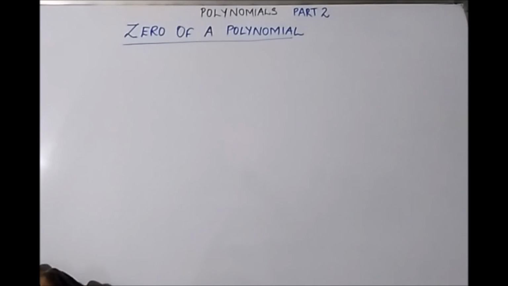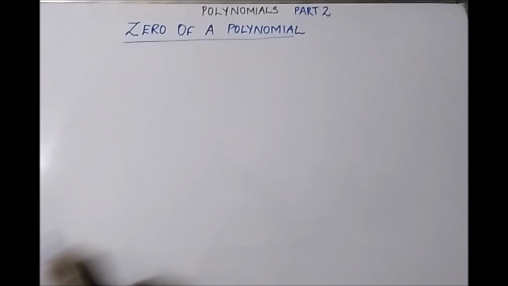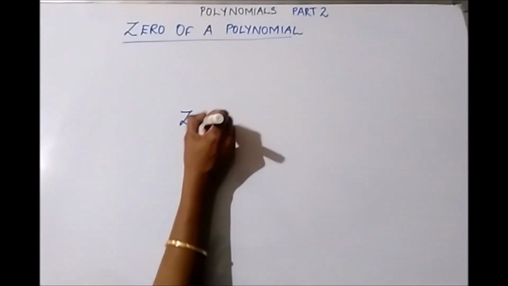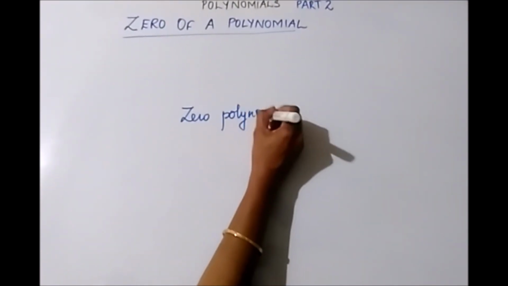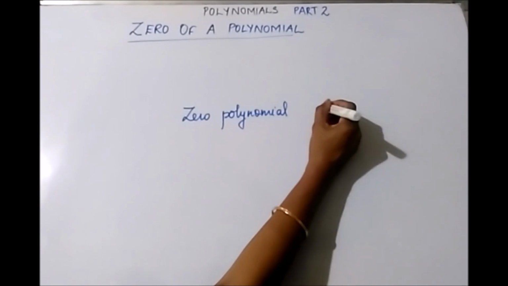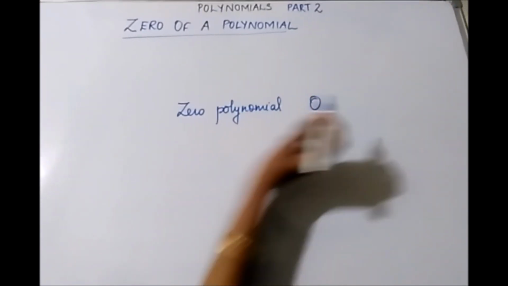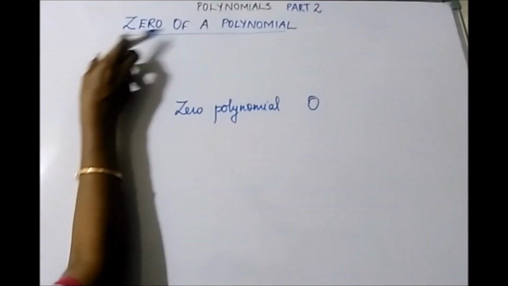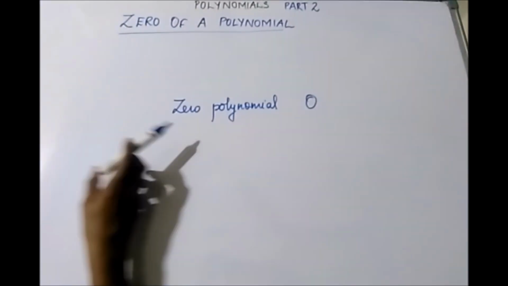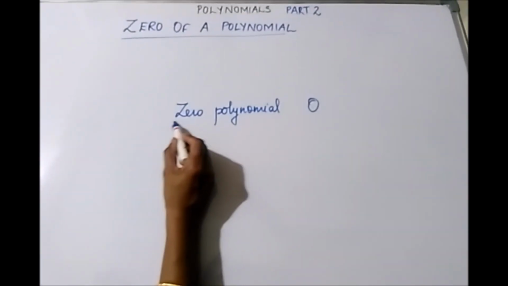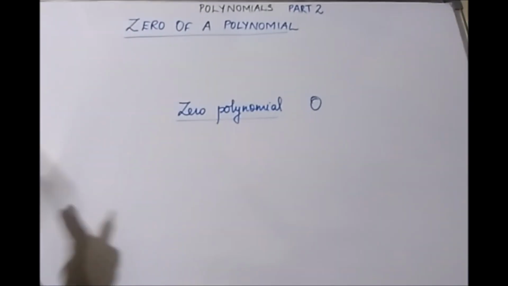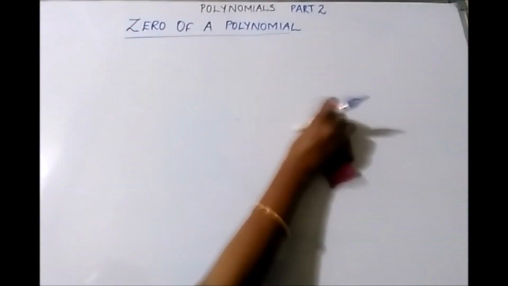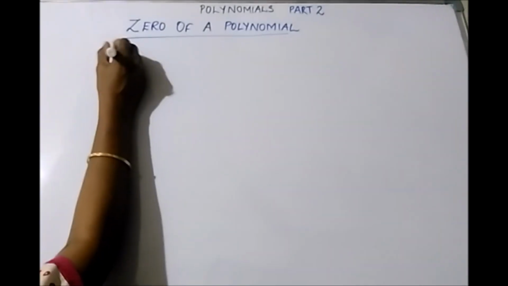Now let us understand what is 0 of a polynomial. Earlier we had learned 0 polynomial. What is 0 polynomial? The constant 0 is known as 0 polynomial. Here what we are going to learn? 0 of a polynomial. Once again I am repeating, earlier we had learned 0 polynomial and now we are going to learn 0 of a polynomial.